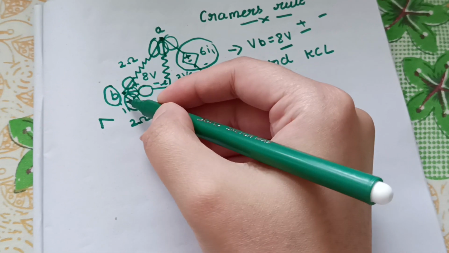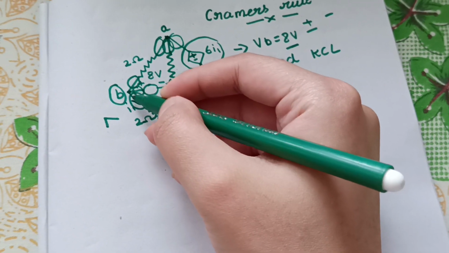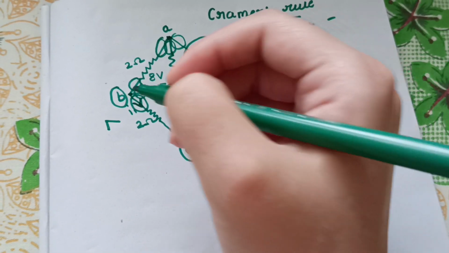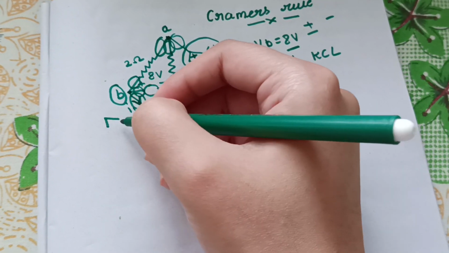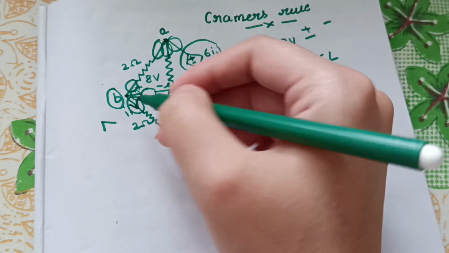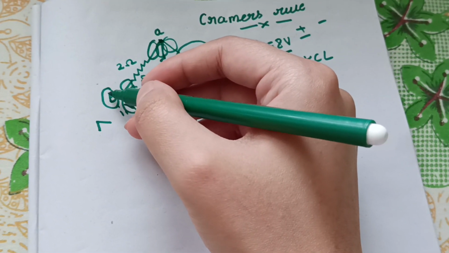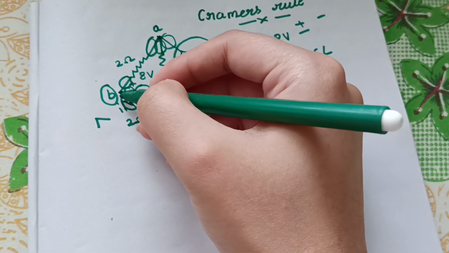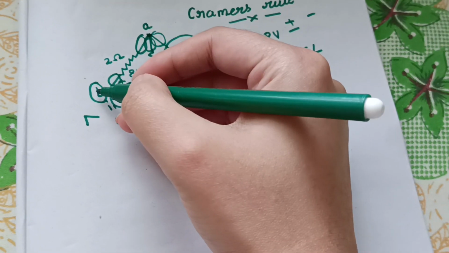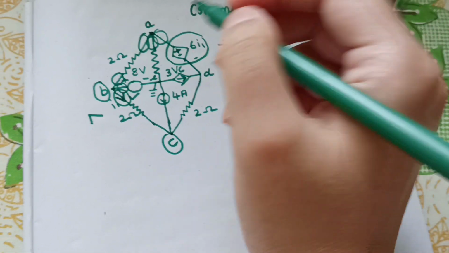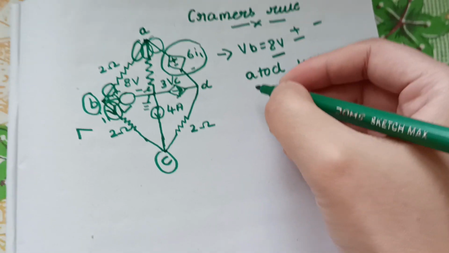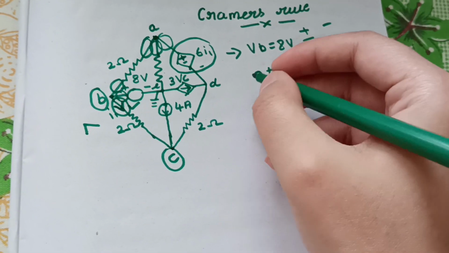Fine. This arrow mark states that from B your current is going to C. The other arrow mark states that from C your current is going to B. Therefore for this one, the current goes from B to C, so it is VB minus VC divided by 2. Yes, now we can take the diagram.